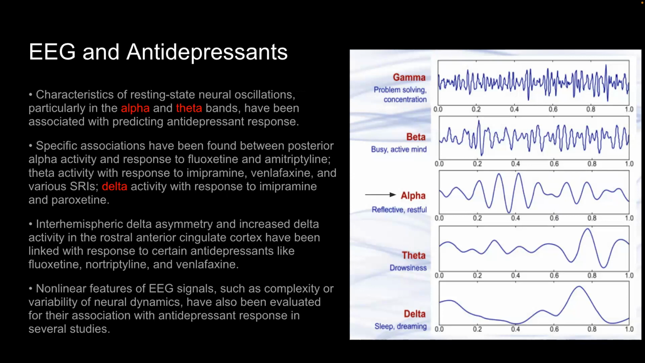So EEG and antidepressants have been studied. There's a number of studies that have linked some EEG changes and EEG features that are predictive of antidepressant response. So alpha and theta band abnormalities in resting state EEG have been identified as potential biomarkers for predicting antidepressant response. Specific associations have been found with the posterior alpha activity in response to fluoxetine, amitriptyline, theta activity with response to imipramine, venlafaxine, and various other SSRIs. Delta activity with response to imipramine and paroxetine. Asymmetrical activity and frontal theta activity are recognized as neurobiological markers for antidepressant treatment response.